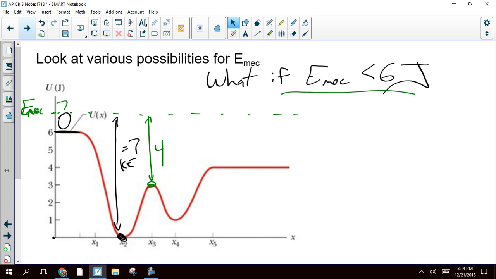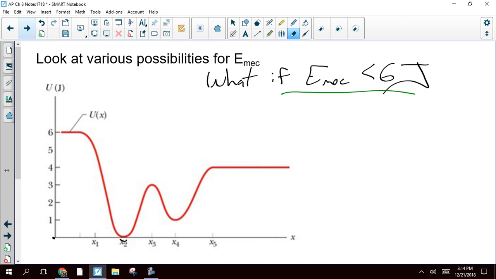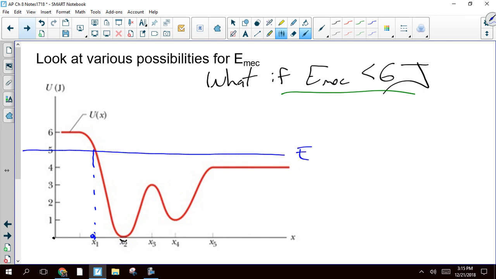What if our mechanical energy was less than 6 joules? All right, so like what if we had a scenario where somehow we gave this object, maybe we started it at a position of x1. So maybe that's here, right? Okay. With no kinetic energy, right? So maybe the mechanical energy is 5 joules.